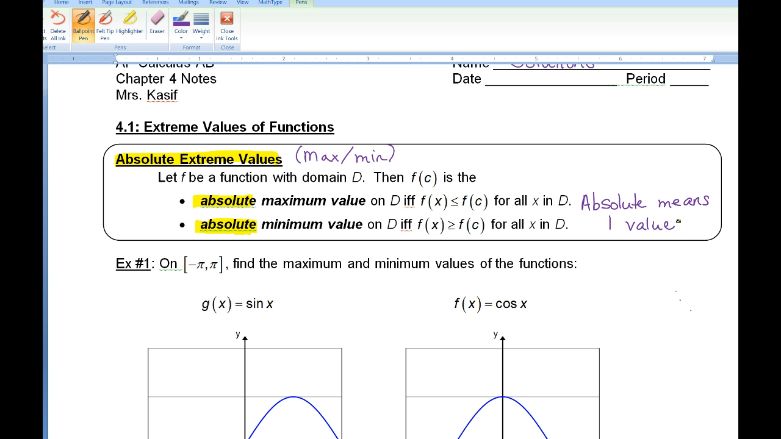Let's see. Absolute means one value. Now, it could occur at more than one location. An example would be your sine or your cosine curve. If it's a sine curve, here's 1 and here's -1. Those are both maximum points. The value is 1, but it occurs at infinitely many places. Does that make sense? But there's only one absolute maximum, and only one absolute minimum.